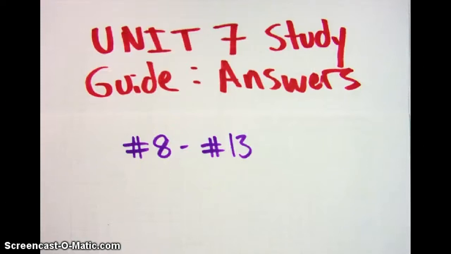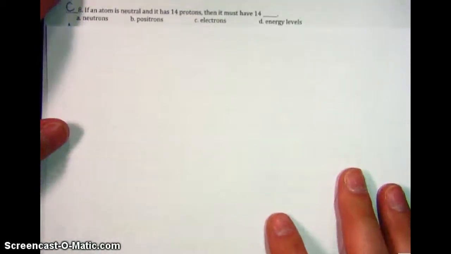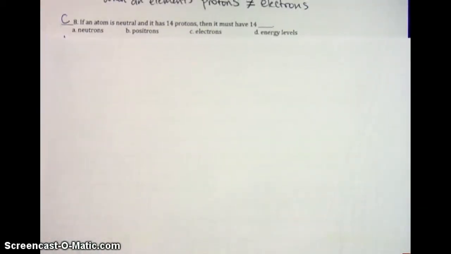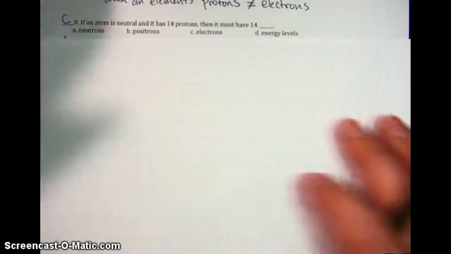These are the study guide answers for Unit 7, numbers 8 through 13. Starting on number 8, here's what we got. Number 8, if an atom is neutral and has 14 protons, then it must also have 14 electrons. Since it's neutral, you know that it's got no charge on it, which means that the protons and the electrons have to be the same as each other.